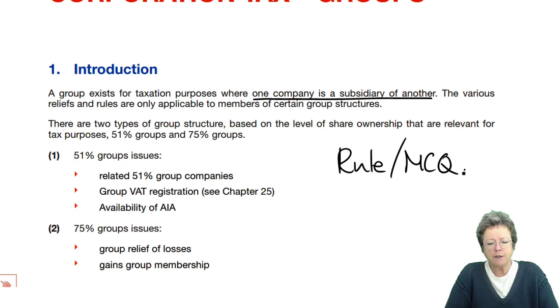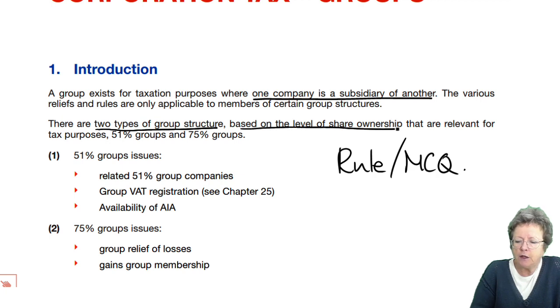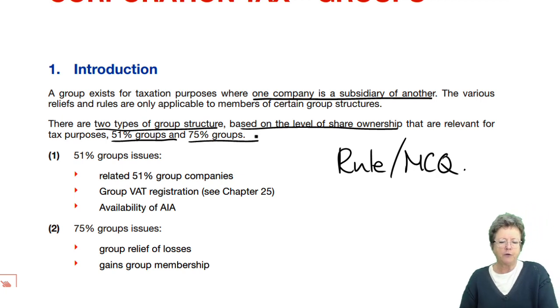So there are two types of group structure based on the level of shareholding ownership. So 51% groups and 75% groups. So 51% groups are more than 51% group companies that are all related. That's all you need for VAT registration, which you'll see in a later chapter. And there is the availability of AIA, but that's all you can get for a 51% group.